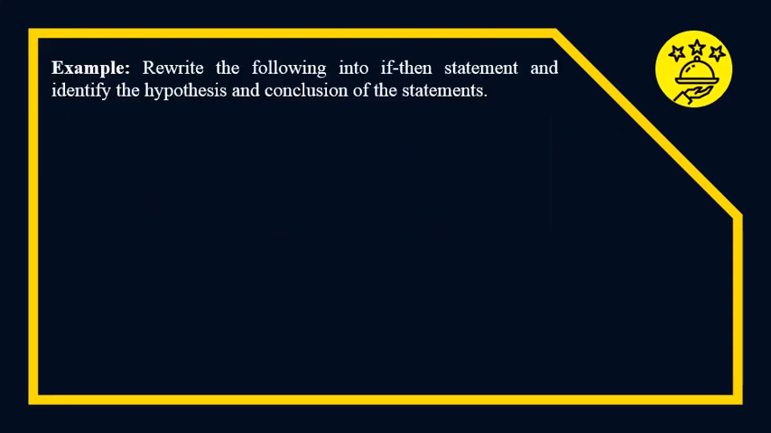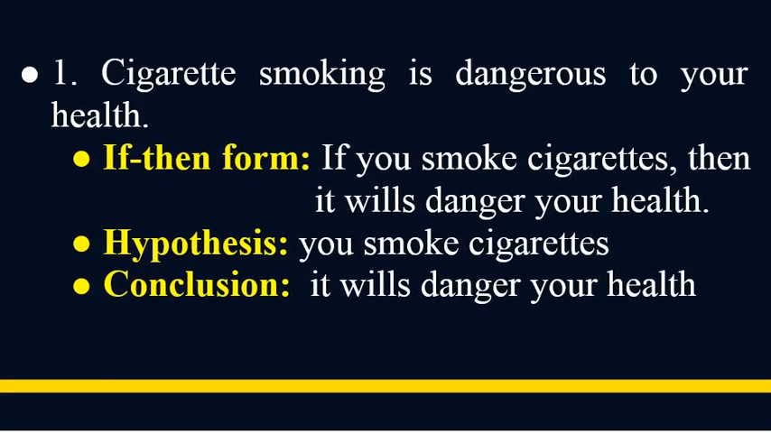Now, let us rewrite the following into if-then statements, then identify the hypothesis and the conclusion of the given statement. First example: cigarette smoking is dangerous to your health. We're going to have the if-then form: if you smoke cigarettes, then it will endanger your health. Our hypothesis: you smoke cigarettes. Conclusion: it will endanger your health.